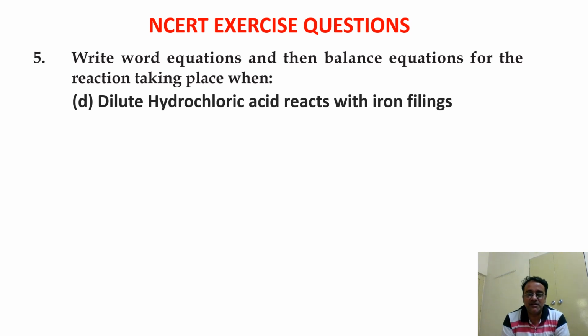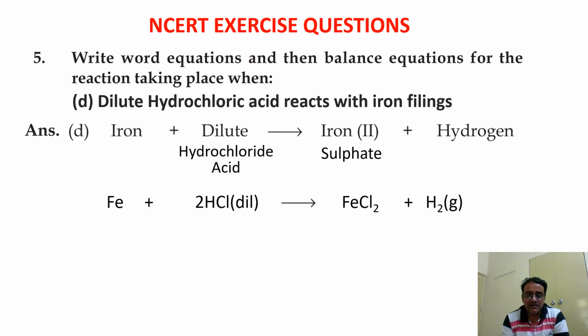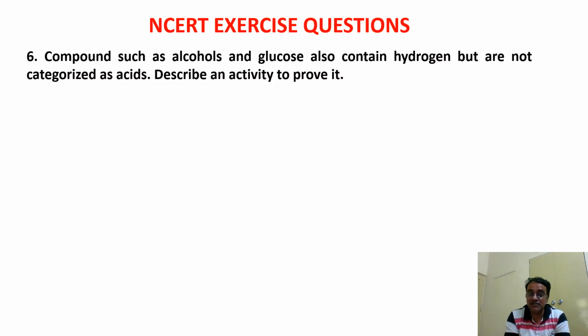So this is question number 5. Word equation, dilute hydrochloric acid reacts with iron filings. First one is the word equation and the second one is the balanced chemical equation, right? So now we will move towards question number 6. Compounds such as alcohols and glucose also contain hydrogen but are not categorized as acids. Describe an activity to prove it. Already we have seen the question, but here we have to prove it with respect to activity.